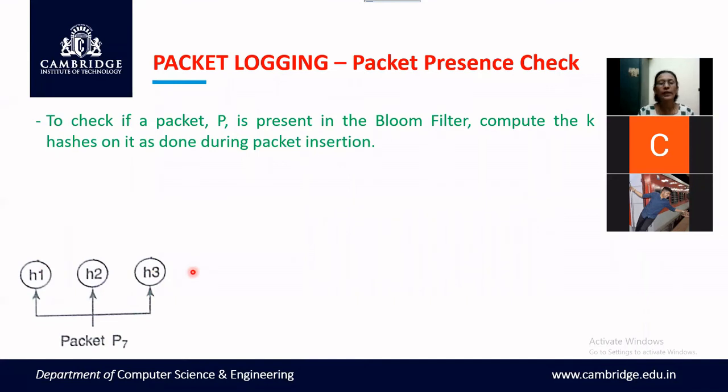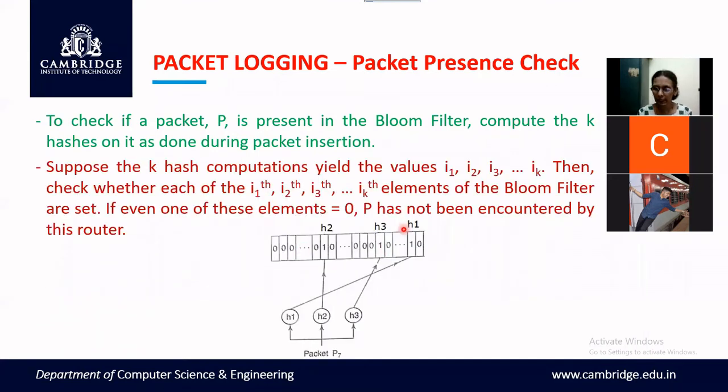Once you have calculated the hash, you use that as the index and check whether those entries are 1. If all those 3 entries are 1, that means the packet has gone through this router. If any one of these values is 0, that means this router has not encountered this particular packet. So that is how the presence of a packet is checked.